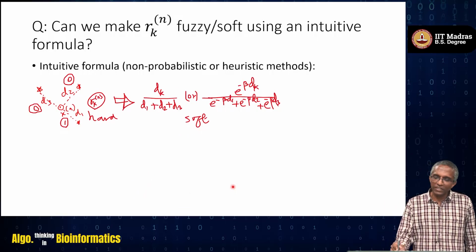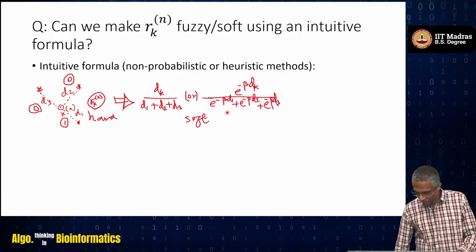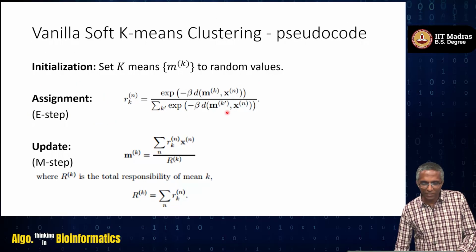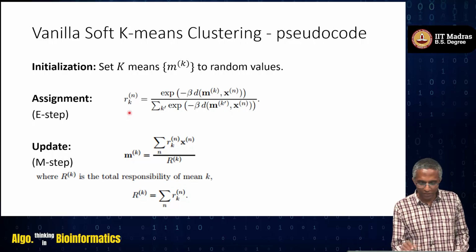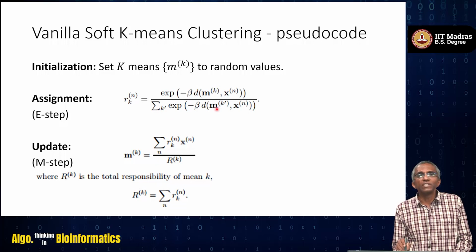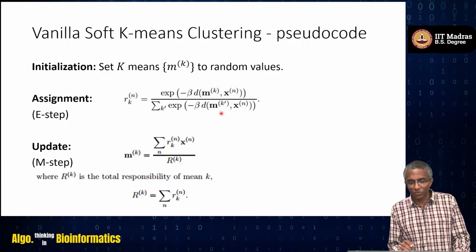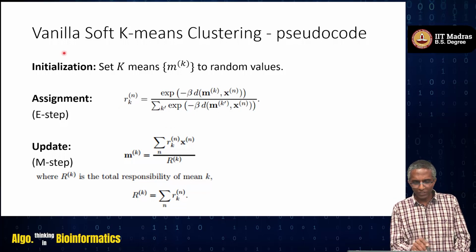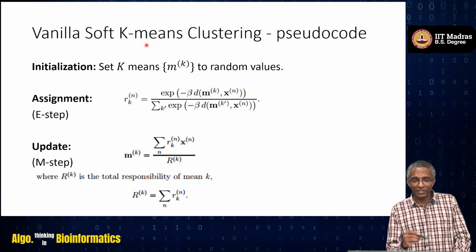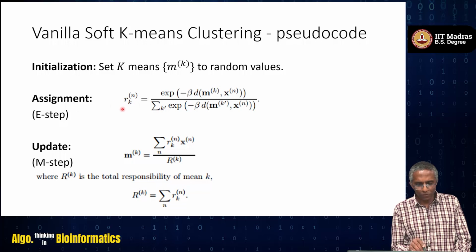So changing it this way, with this intuitive formula, how does it change the algorithm? The only place that it changes the algorithm is this Rk of n vector. Everywhere else it remains the same. So now you understand the reason that we use these notations. We have a vanilla soft k-means clustering now. This is not the hard k-means. We have made it soft by changing only the assignment step, and we will look into it in more detail when we look at the probability model.